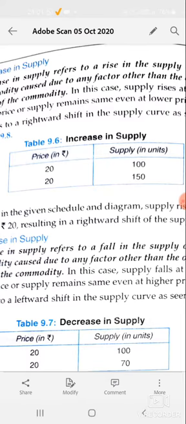Now you might be wondering, if the price is constant, why did the supply increase? Due to any other factor than price, that is maybe change in technique, change in taxation policy, or change in price of factors of production, and there can be many more, but price was constant.